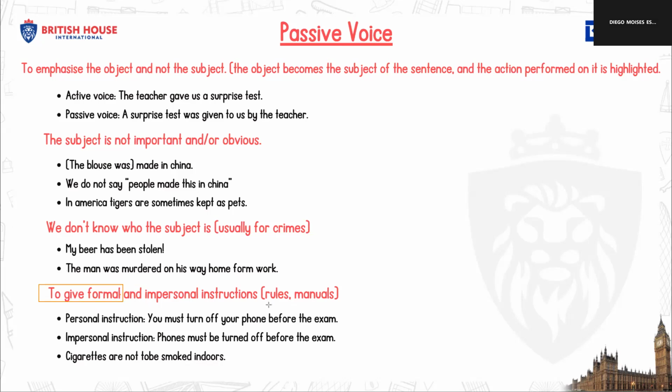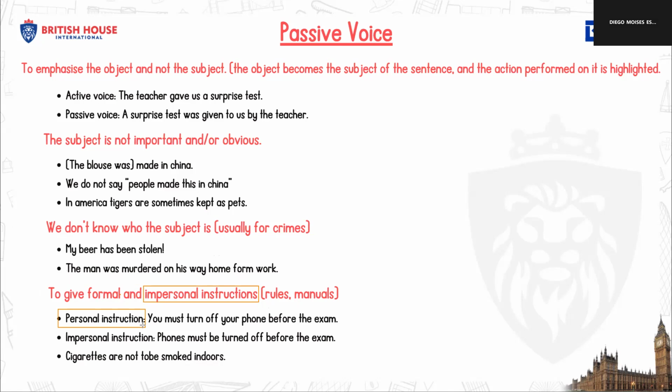As I told you yesterday, it's to give rules, manuals, but it's when you're talking in general. Okay, cuando hablas en general, cuando le hablas a un grupo, más no a una persona específica, that's impersonal instruction. No estás apuntando a una sola persona, estás hablando en general. So, for example, personal instruction. Personal instruction, okay, es una instrucción personal. Te digo a ti, for example.